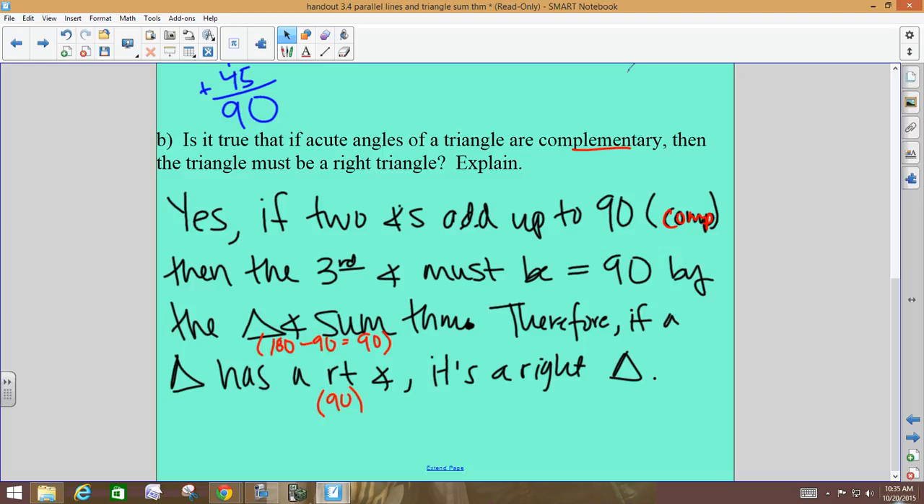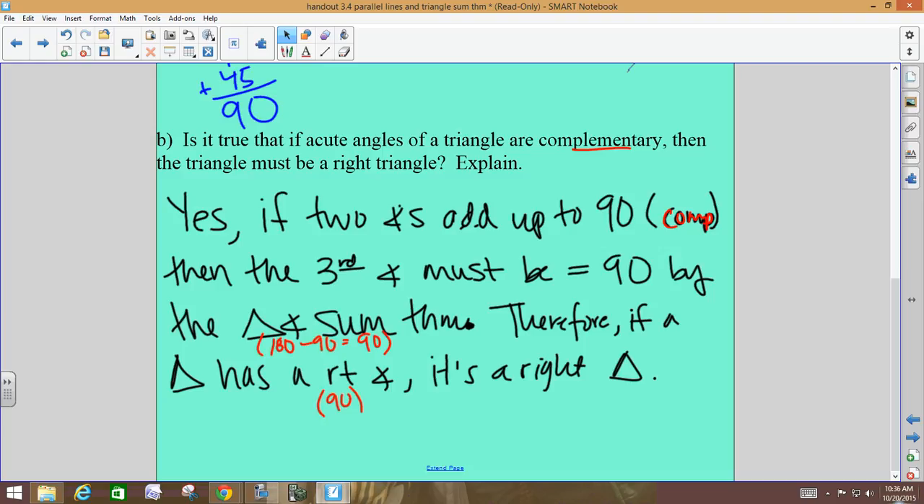It's in a way like a proof. Notice how both of my sentences are written as conditional statements. If, then. If, then. So if we were to put this in a proof, we could say if 2 angles add up to 90, so measure 1 plus measure 2 equals 90 by complementary angles, then the third one needs to equal 90 by the triangle angle sum theorem. If it has a right angle, then it's a right triangle. Conditional statements. If something, then something. Using theorems and definitions that you know.